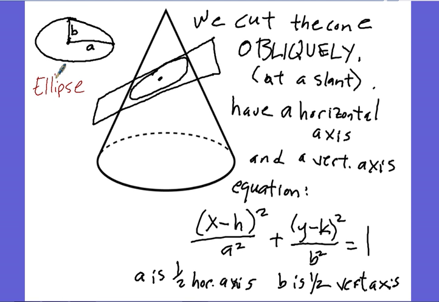And the biggest, most important thing is this. It's always equal to 1. It's always equal to 1. Okay? If it's not, then we're going to have to fix it, okay? Ellipses are always equal to 1.